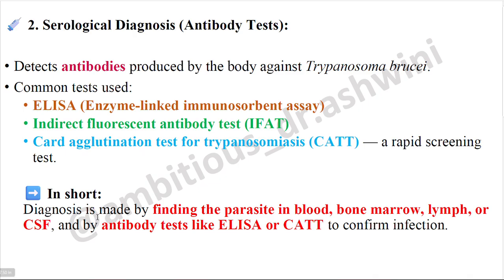In short, diagnosis is made by finding the parasite in blood, bone marrow, lymph, or CSF, and by antibody tests like ELISA or CAT to confirm the infection.